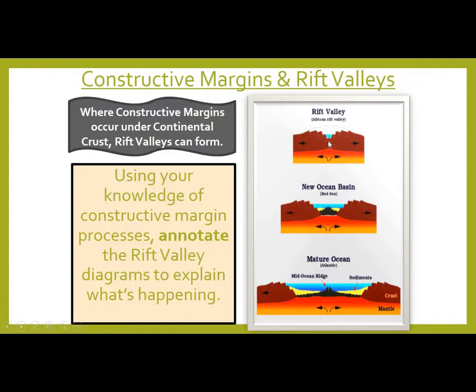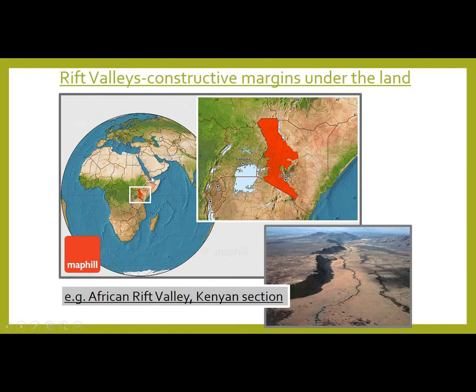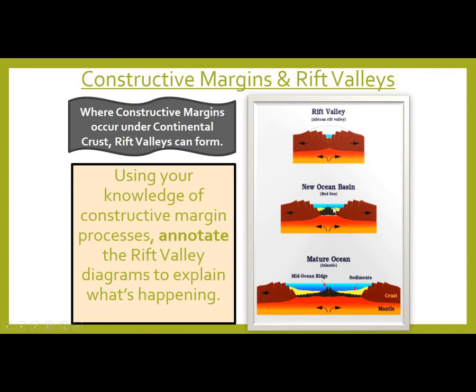Over time, as this widens, some water will flood in, either from this area, the Red Sea, or maybe from the Indian Ocean, from here, will flood in there or there. And it will form a new baby sea. An example of this in real life is the Red Sea. Eventually, as it spreads further and further and more water floods into the gap, you get a more established ocean.